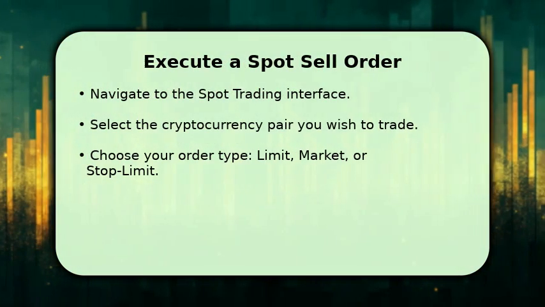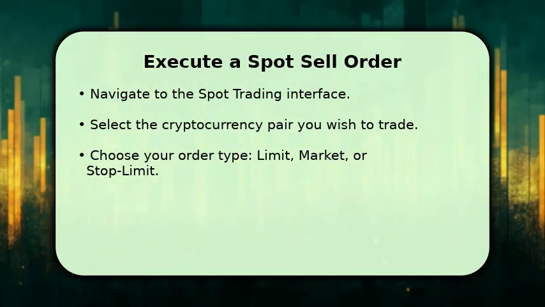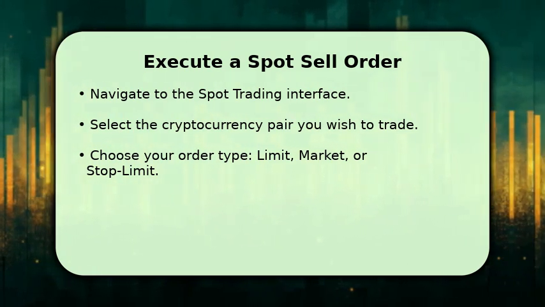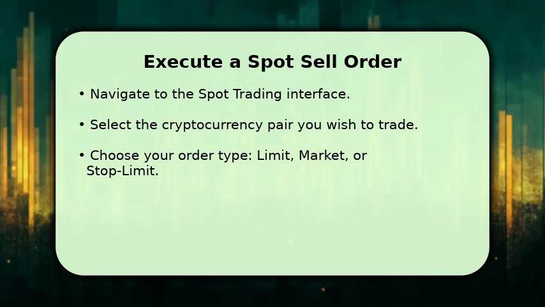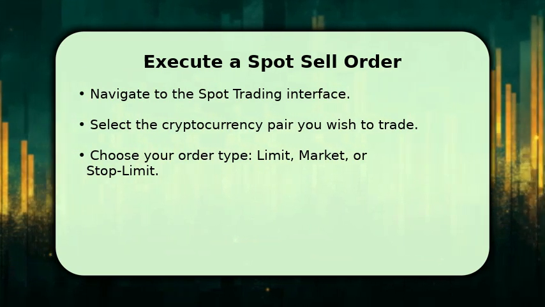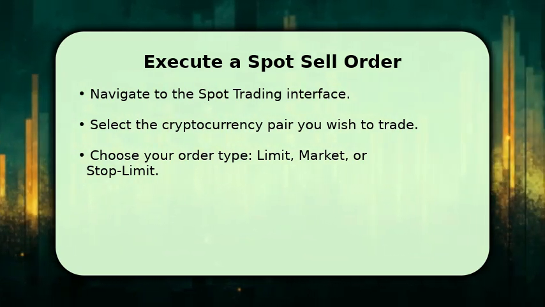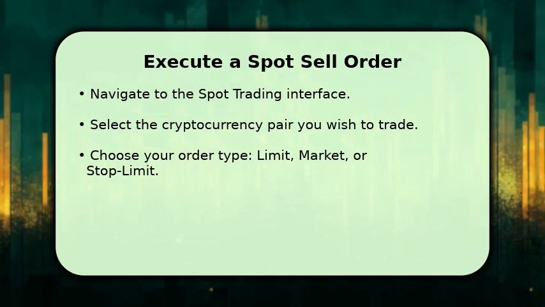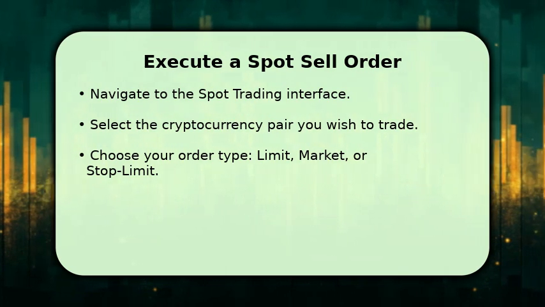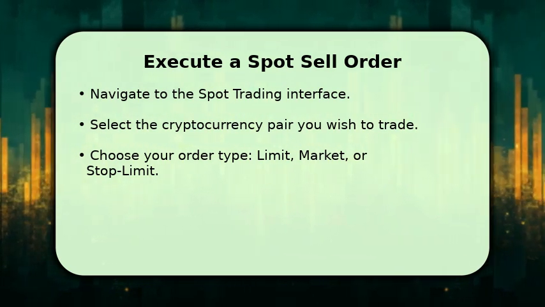For spot selling, go to the trading interface and select your desired trading pair, like BTC versus USD. You can choose a market order for instant execution at the current price, or a limit order to set your preferred selling price. Enter the exact amount of crypto you wish to sell. Double-check all details before confirming your order to ensure accuracy and avoid errors.